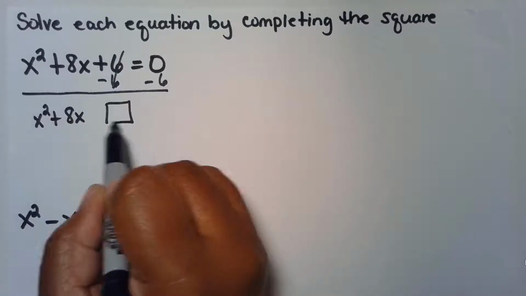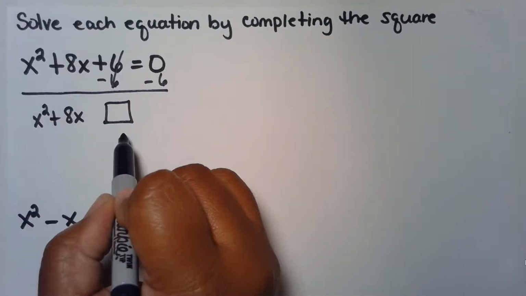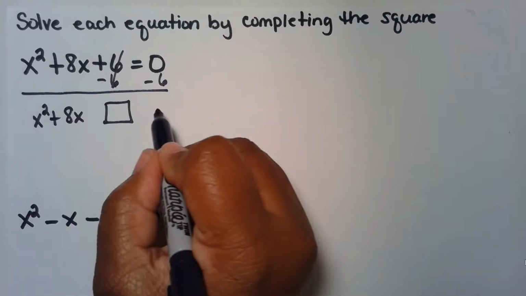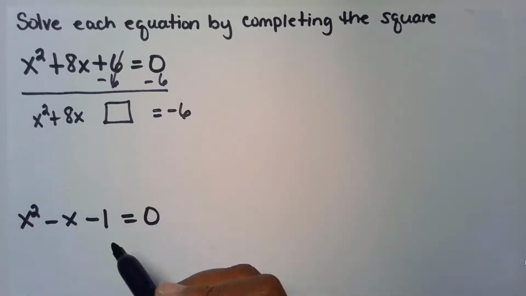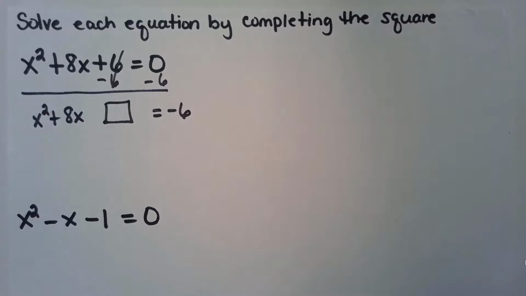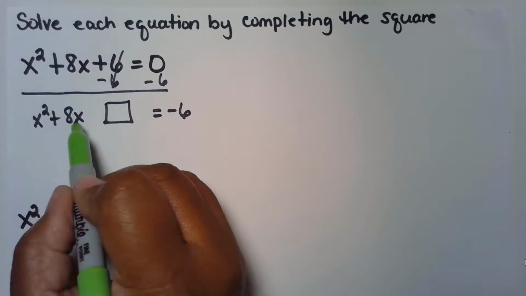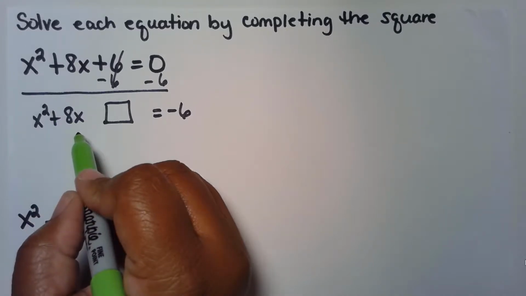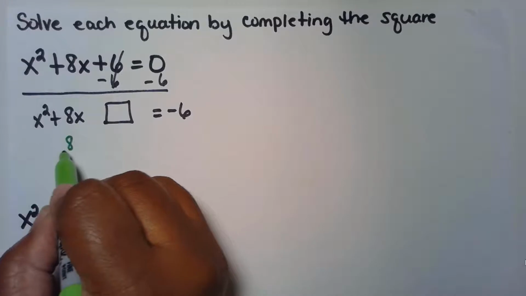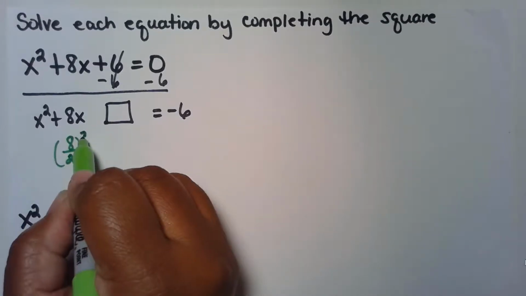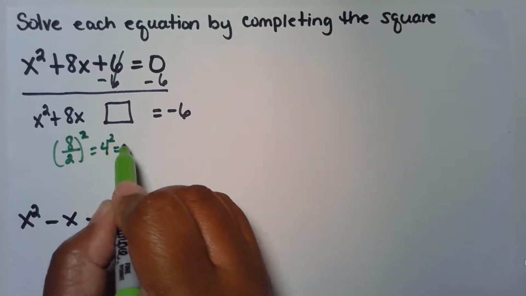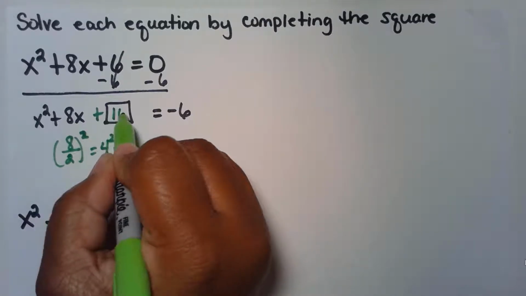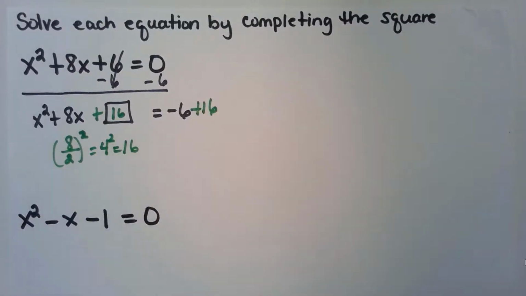Let's leave some space here because we want to make this left-hand side a perfect square trinomial equals negative 6. So next, let's complete the square by taking half of the coefficient of the middle term, then squaring it. So take half of 8, square it. We have 4 squared, which gives us 16. So we're adding 16 to each side. What you do to the left, you have to do to the right.